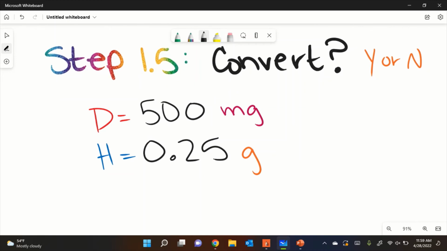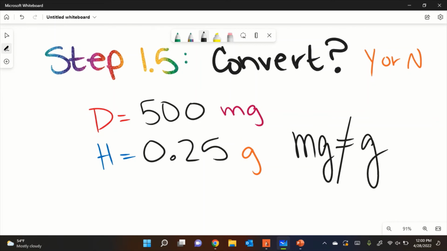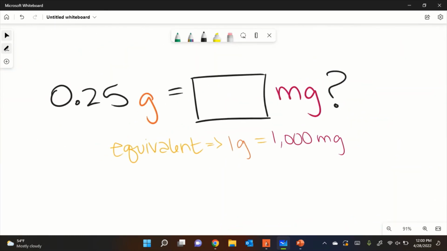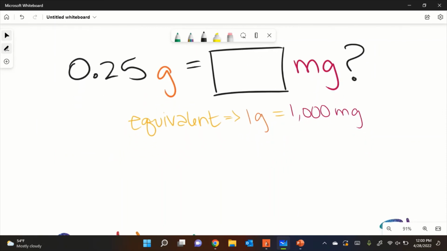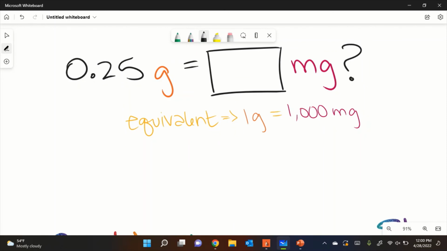We are left with D being 500 milligrams and H being 25 hundredths of a gram. Milligrams does not equal grams, so we do need to convert. And in fact, we're going to do the same thing we did last time. We're going to convert the big unit to the smaller unit. I've written this out here. 25 hundredths of a gram is equal to how many milligrams? We have our equivalent, which is that 1 gram is equal to 1,000 milligrams. And now we can do our dimensional analysis.